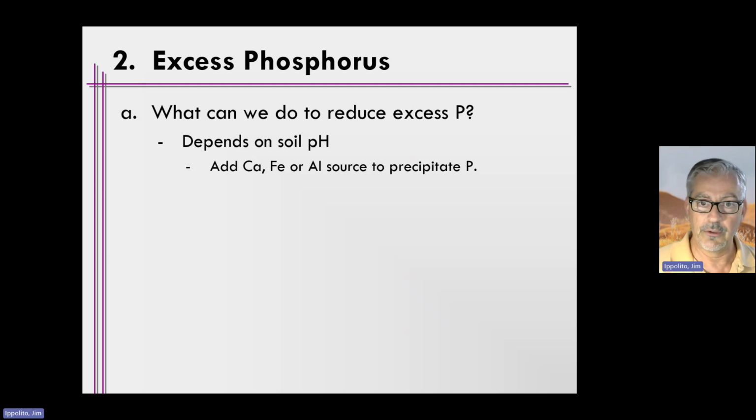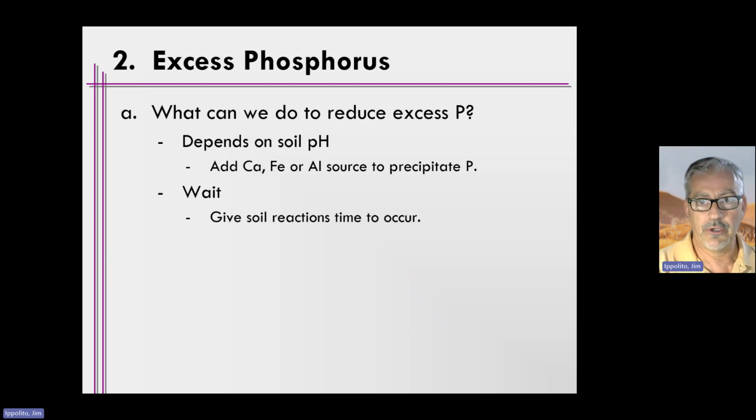You could, under relatively low pH values, if you have excess phosphorus and you don't have enough iron or aluminum for places where phosphorus can be loved in the soil, you could add an iron or aluminum source to help further precipitate phosphorus in those soils and reduce phosphorus availability.